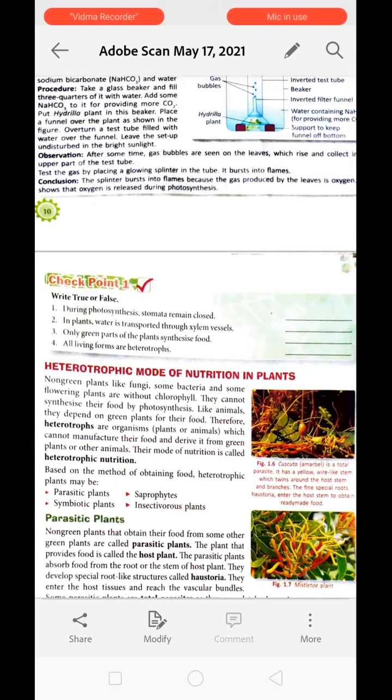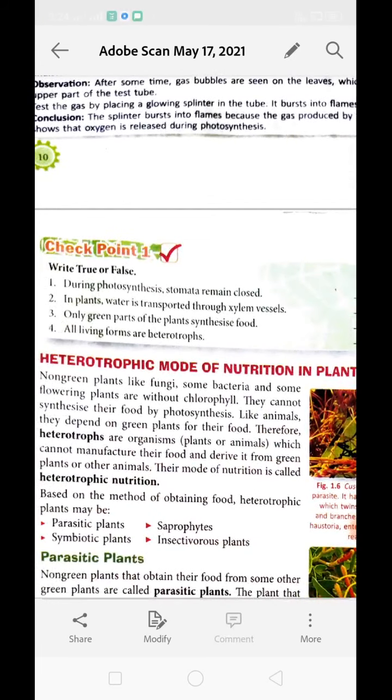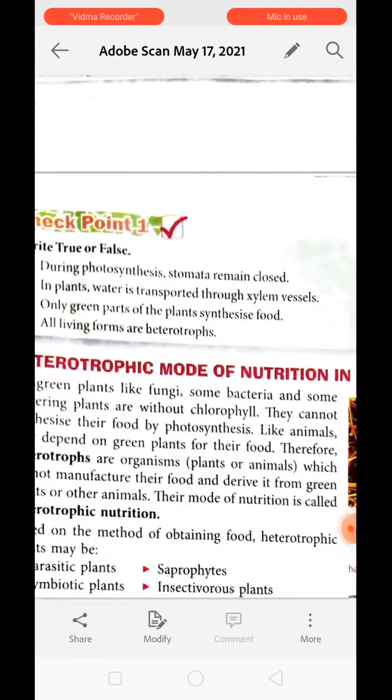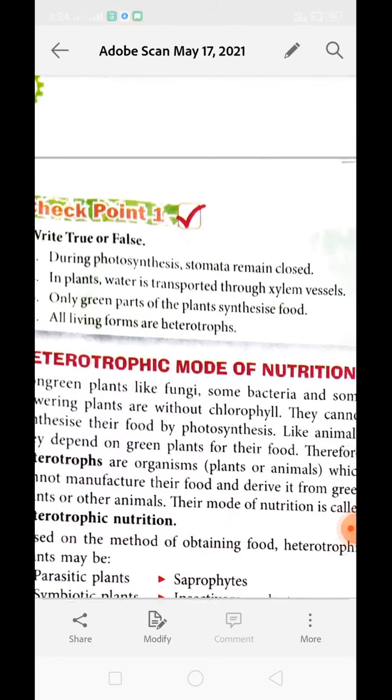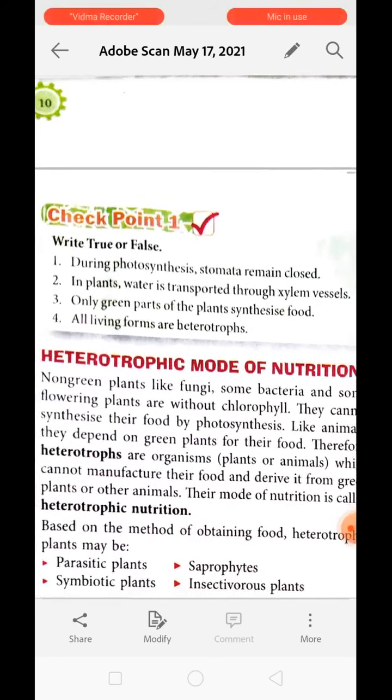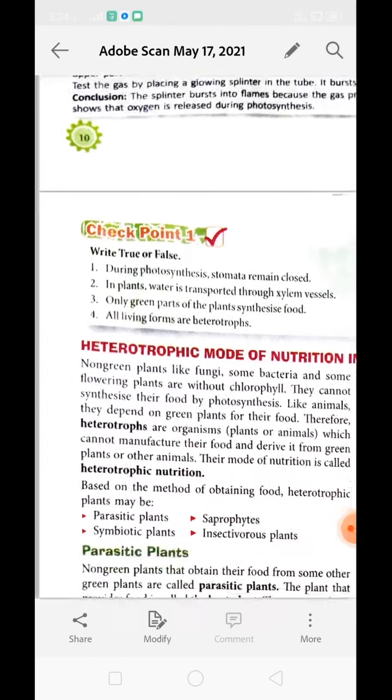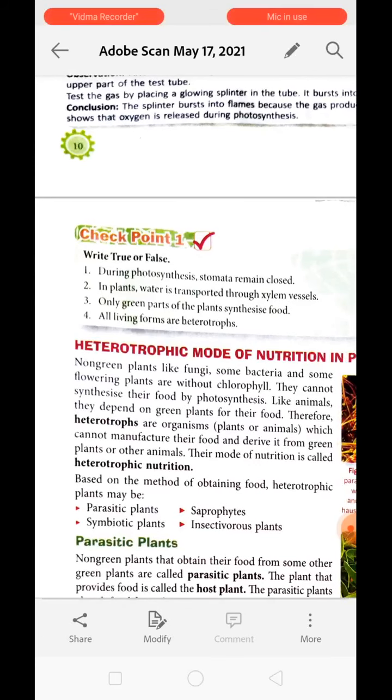First we are going to discuss checkpoint 1. First question, write true or false. First, during photosynthesis stomata remain closed. It is false because to take carbon dioxide they need to open the stomata. Second, in plants water is transported through the xylem vessels. It is true. Third question, all green parts of the plant synthesize food. Yes, it is also true. Fourth question, all living forms are heterotrophs. No, we have plants as autotrophs, so it is false.